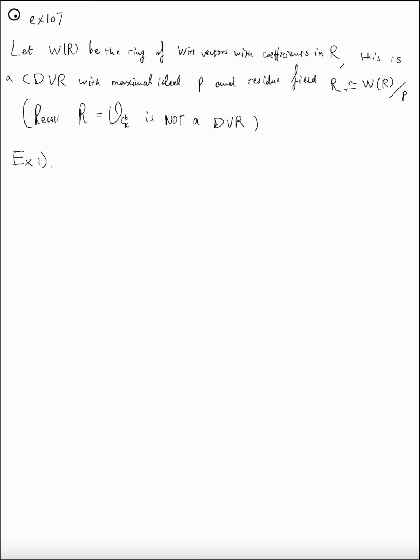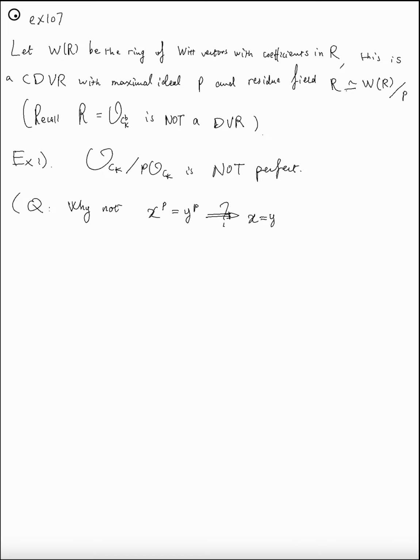Exercise 1. OCK quotient by P. OCK is not complete, it's not perfect, sorry. Right, so the question: why not x to the power p equals y to the power p implies x equals y, and hence Frobenius is injective? In fact, Frobenius is not injective. Why? This is not true.